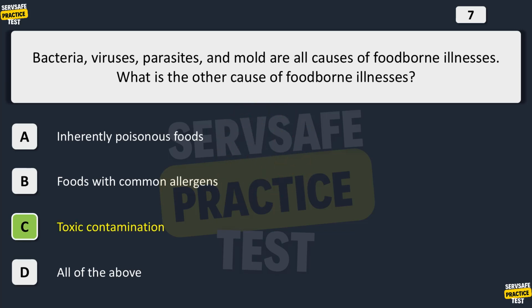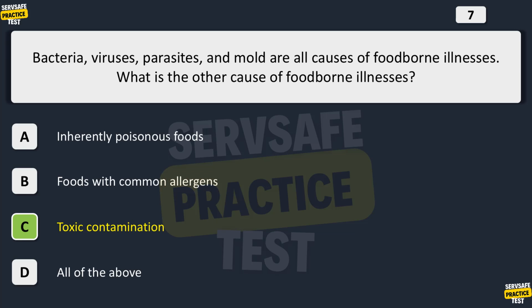The correct answer is C. Toxic contamination. Contamination by chemicals or other toxins is the final source of foodborne illnesses after bacteria, viruses, parasites, and mold. The U.S. Food and Drug Administration lists chemical contaminants, metals, natural toxins, and pesticides as the primary causes of non-pathogenic foodborne illnesses. Natural toxins are generally a byproduct of food processing techniques and do not include toxins associated with inherently poisonous foods, such as some species of mushrooms or fish.